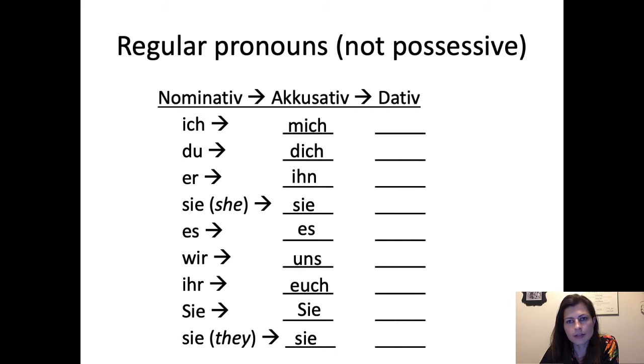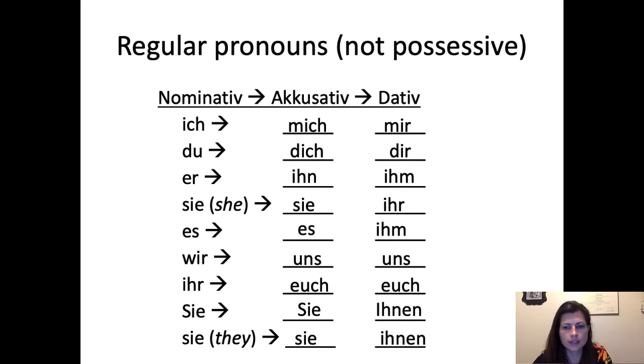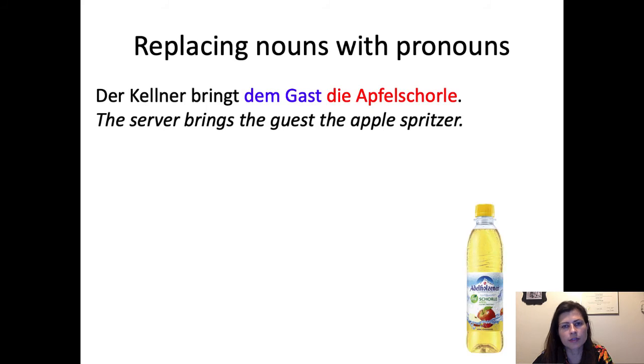And then the dative has slightly different ones as well. Mir, dir, ihm, so to him or for him, ihr, to her or for her. And then es, meaning it, would be ihm, and then uns, us, and then euch, ihnen, and ihnen. So these are quite different pronouns. You have to remember how they all work. So we can replace nouns with pronouns in order to see how these pronouns work.